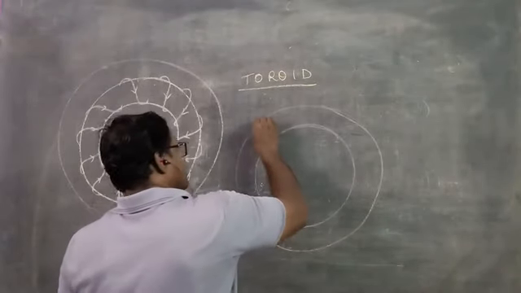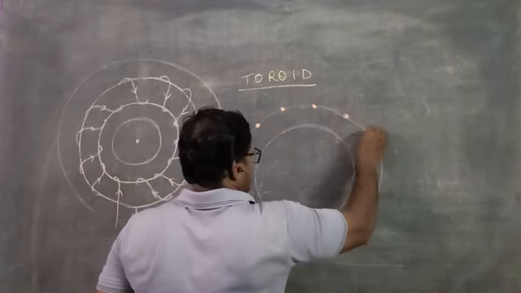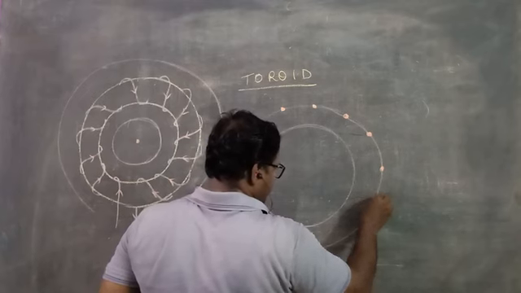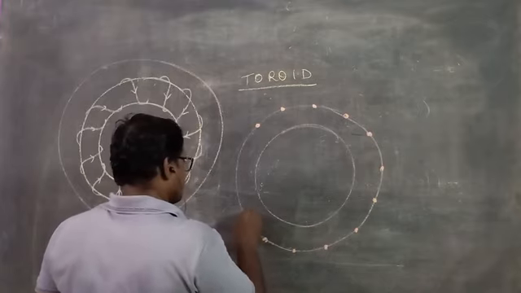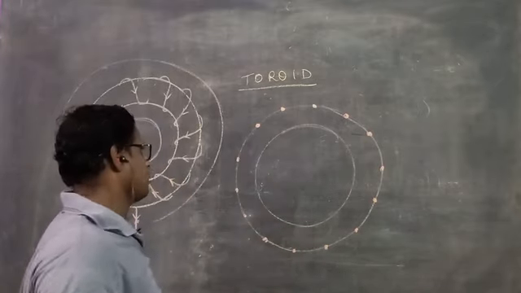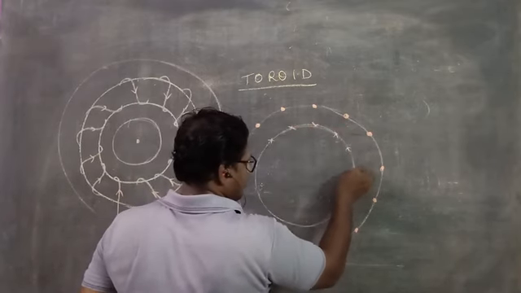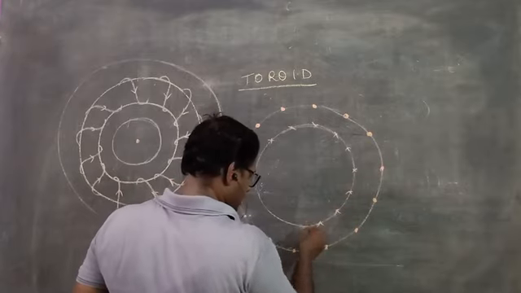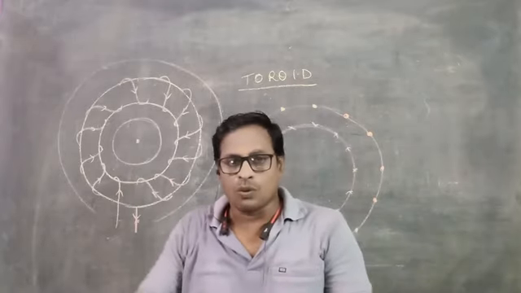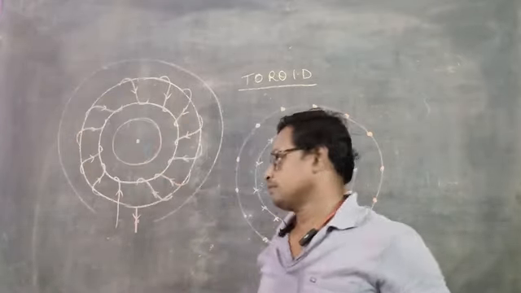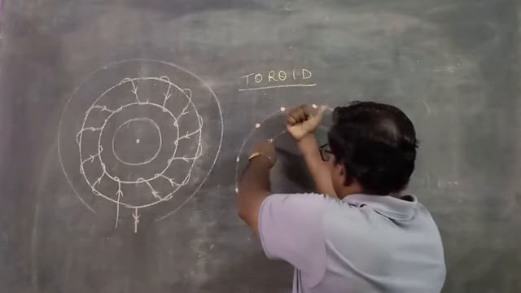Let us consider this fully shaded point, which is said to be the current coming out of the board. And the crossed point is where the current moves inside the board. Okay. The current coming out of the board and current going inside the board. Here you just keep that like this. This is current coming out and this part is current going inside.